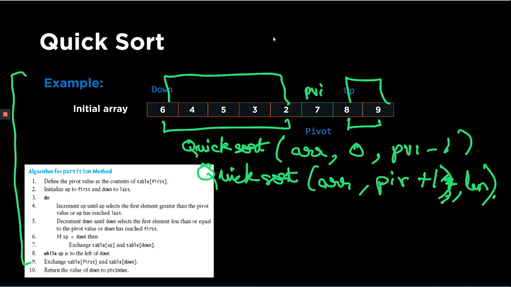And this is again going to pick the first element. It will have up and down pointers right here, and then the same approach is followed as we just did.